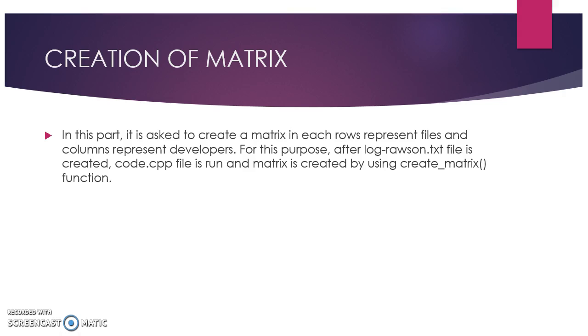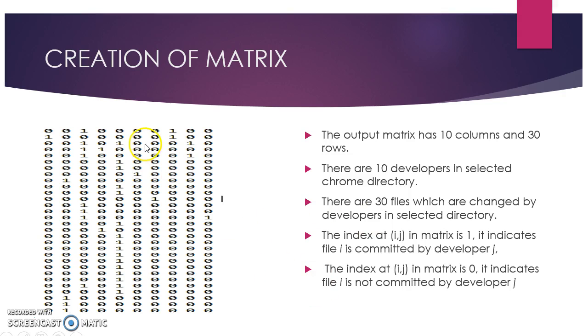In this part, it's asked to create a matrix, in which each row represents a file and each column represents a developer, which has the size 30:10. For this purpose, after the log_row_some.txt file is created, the code CPP file is run and the matrix is created by using the create matrix function. And here's the matrix. It has 30:10 size. So the output matrix has 10 columns and 30 rows, and there are 10 developers selected from the directory, and there are 30 files which are changed by developers in the selected directory.